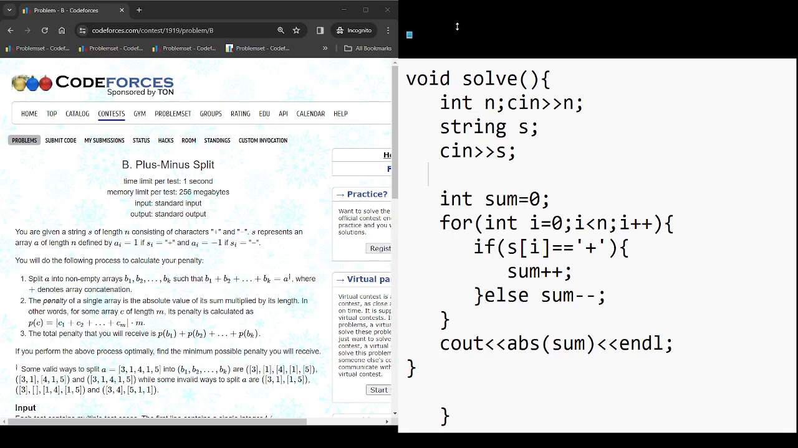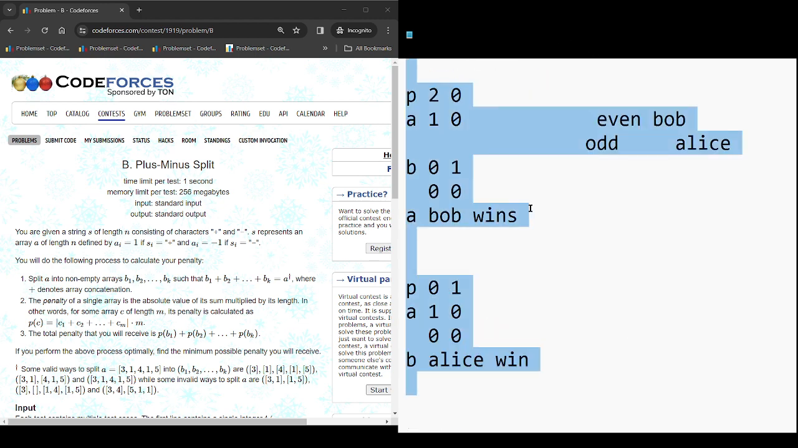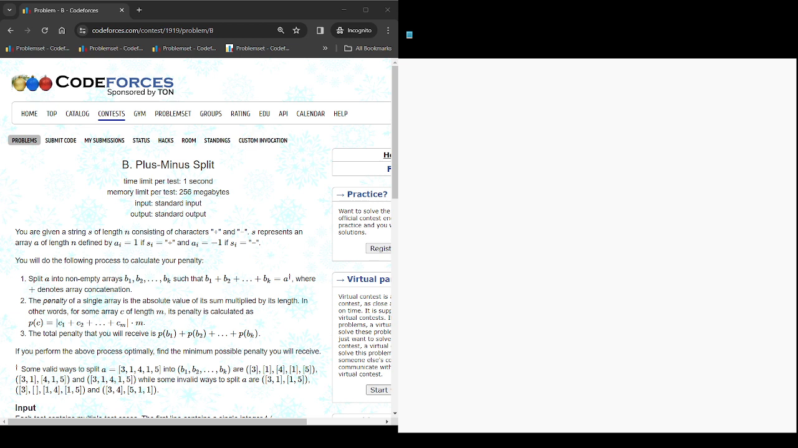Hi guys, so this is the second question of yesterday's Codeforces round 100 2024, B, plus minus split. Basically, in this question, you are given a string of length n, comprising only of the characters plus and minus. If at any index it is plus, then we add 1 to the sum. If it is minus, it means minus 1, right?